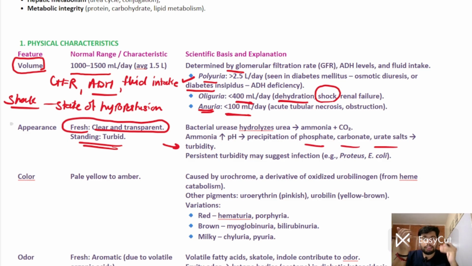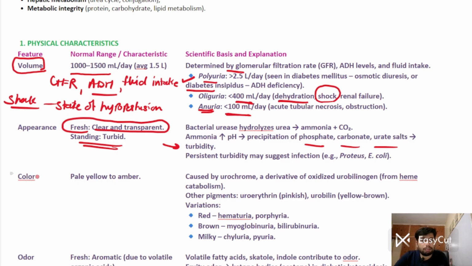Okay, persistent turbidity may also suggest urinary infections, with some organisms, gram negative organisms like Proteus and E. coli, more commonly causing urinary infections. Okay, that's why turbidity also indicates urinary infection.